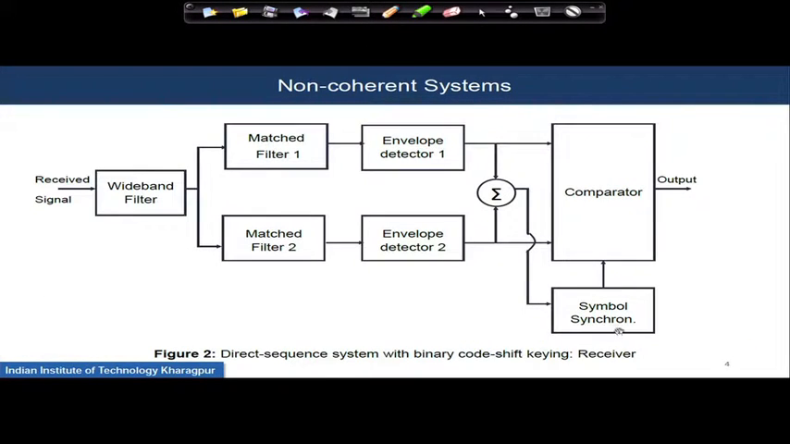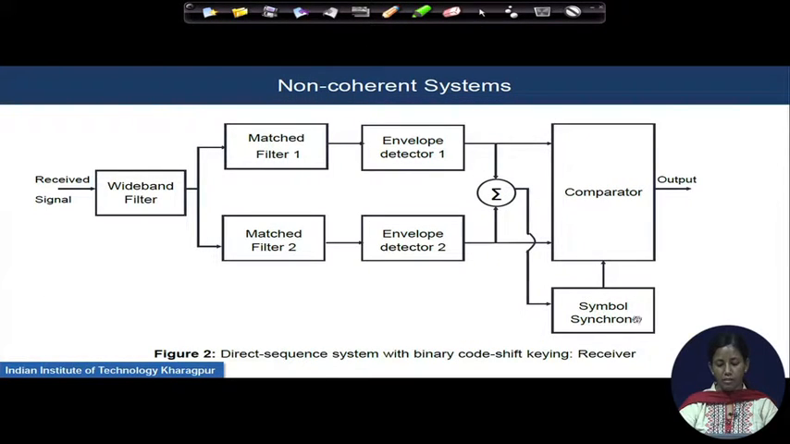So, the symbol synchronization block will take care of the remaining synchronization, and the comparator device is finally going to compare both of the outputs of envelope detectors 1 and 2, and finally give a hard decision about which data bit was transmitted, seeing where the maximum output is coming from. Based on that, it will give the decision of whether message bit 1 or message bit 0 was transmitted.